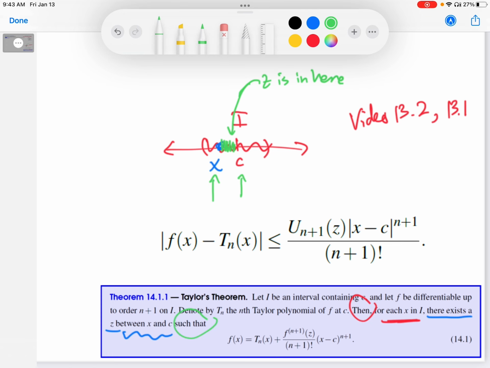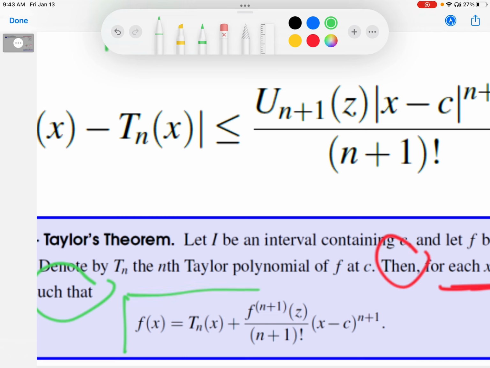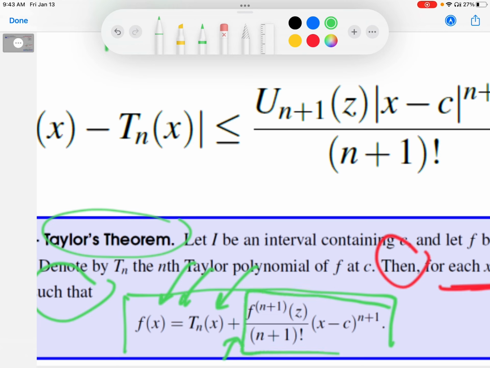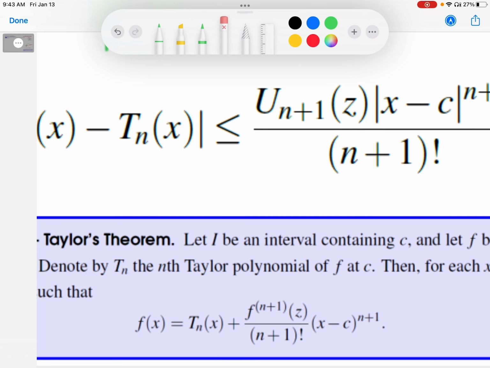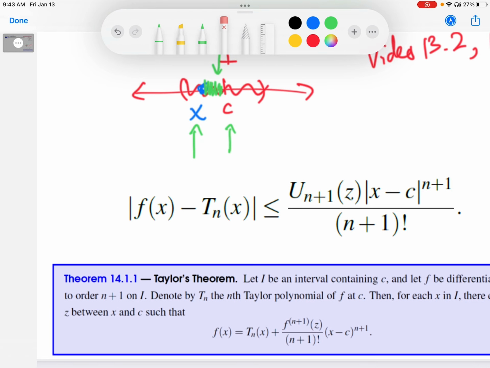Such that what? Such that, so here's the kicker. This is a really interesting result, and this is why it's called Taylor's theorem. The value of the function at x, f of x, is equal to the value of the nth Taylor polynomial at x, T sub n of x, plus this other stuff. Okay, a couple of things to say. First of all, this is really amazing because the function could be some very non-polynomial function. It could be a transcendental function. It could be a sine, cos, e to the x, ln, whatever.